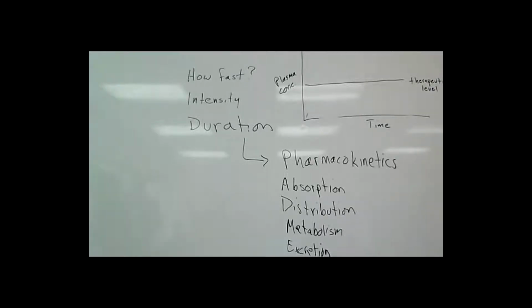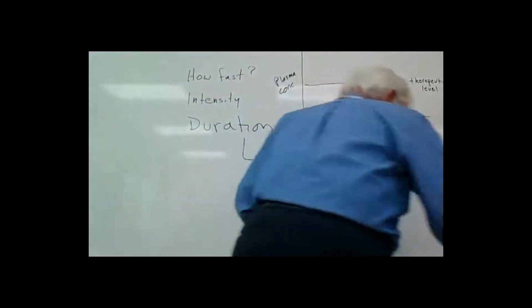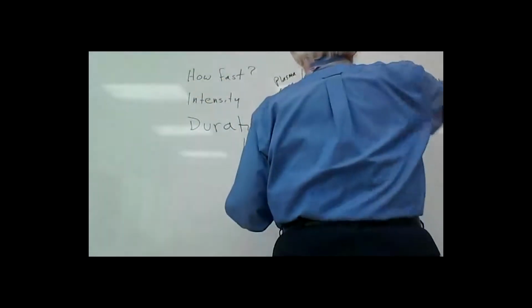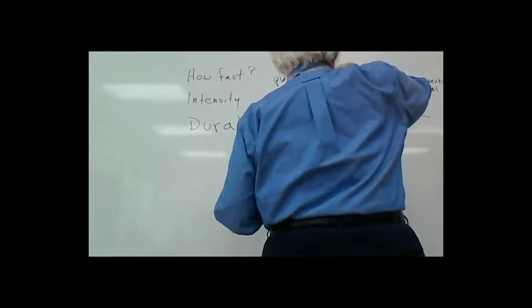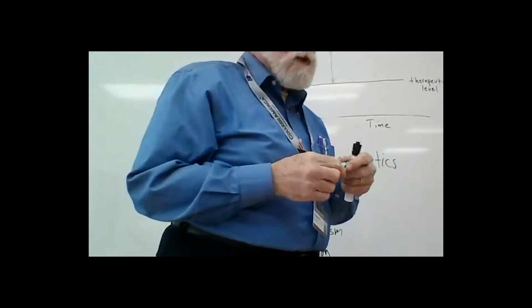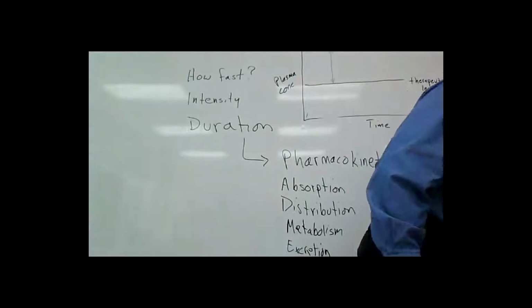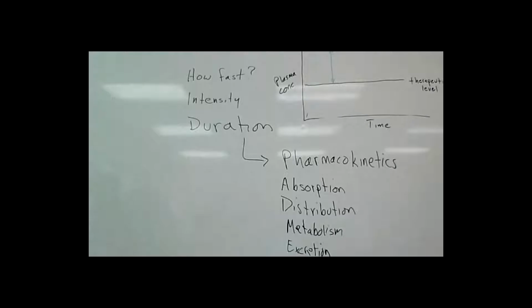So what we want is we want this space here to be as wide as possible. The wider it is, the safer the drug. We call it the margin of safety. Nowadays, most of our drugs have a pretty wide margin. But we do have drugs that are commonly used that have a very narrow margin. Drugs like digoxin. The difference between an effective dose and a toxic dose is relatively small.